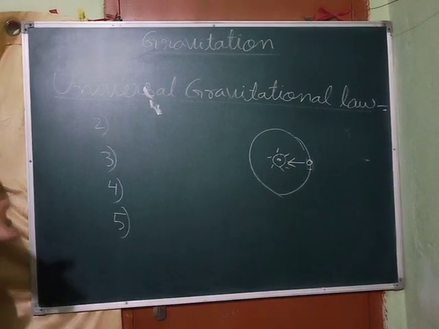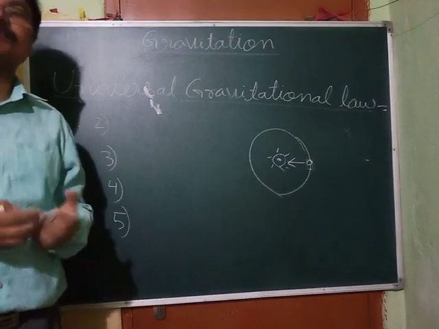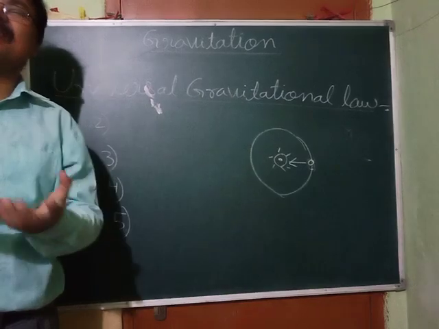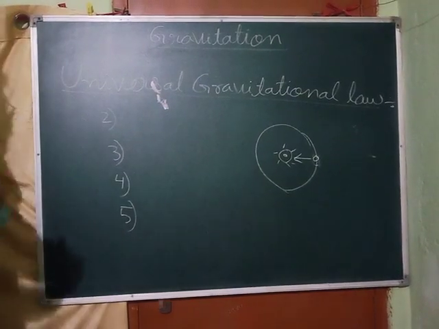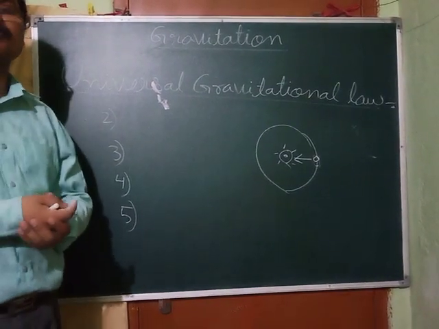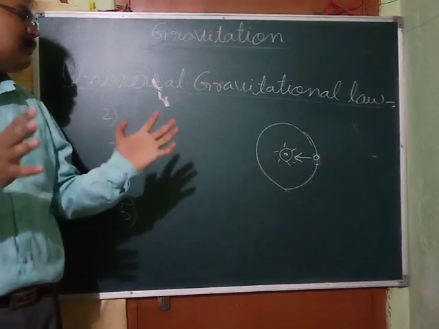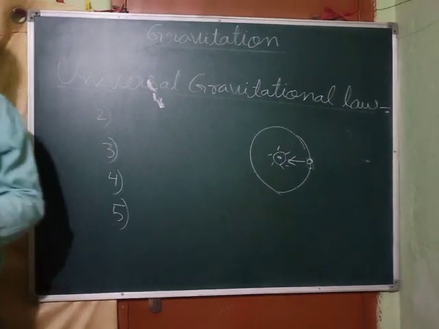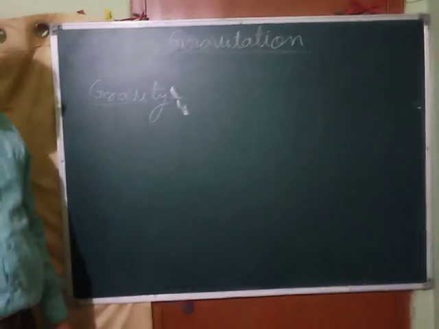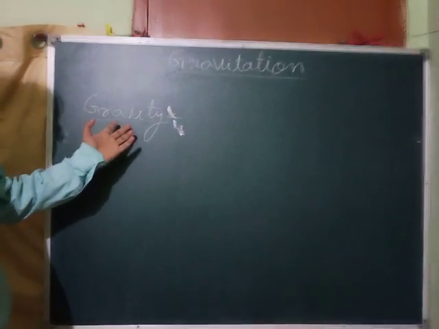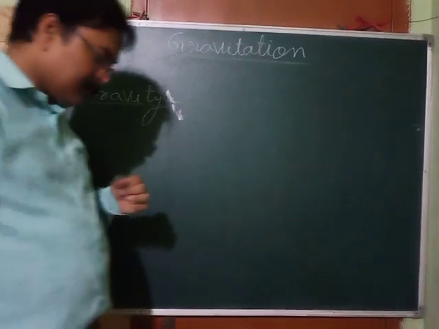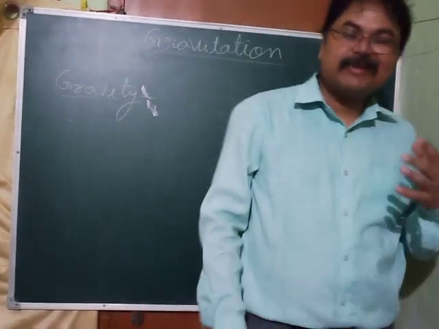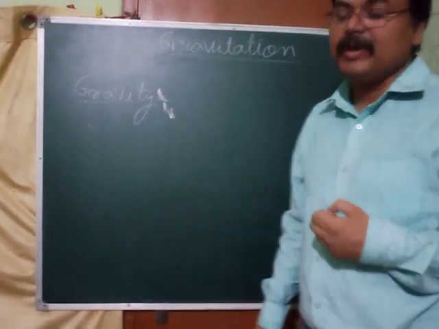This universe is intact due to gravitational force. The planets and all heavenly bodies are arranged properly due to the gravitational force of each other only. So there are lots of examples. Now see, next topic is gravity. First start writing, then I will explain you. Start writing.